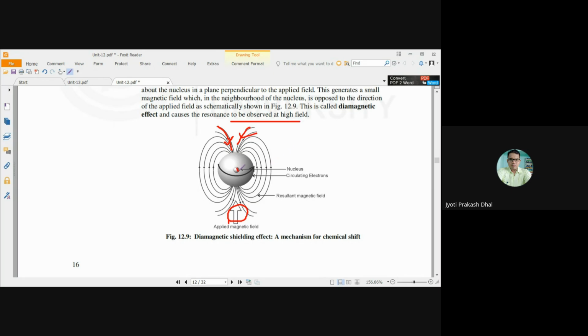So here this is the nucleus and this is the direction of circulation of electrons around the nucleus. So the nucleus will be shielded, and as the nucleus is shielded, the phenomenon of resonance can be observed at higher field than V0.